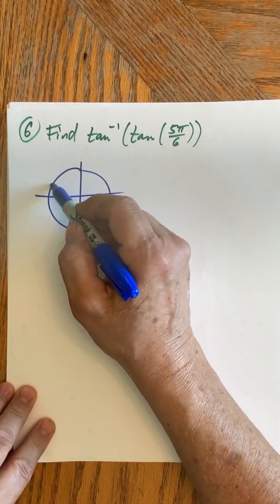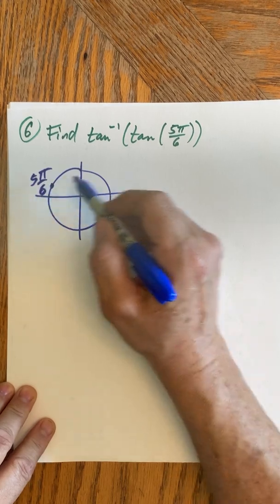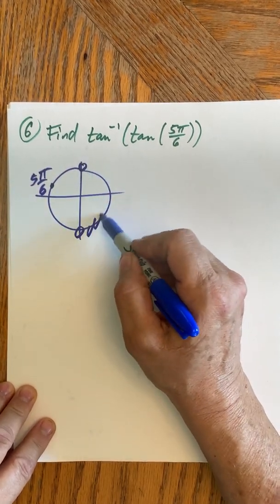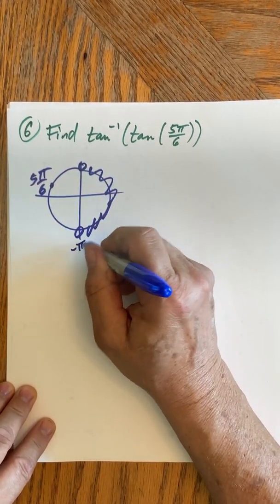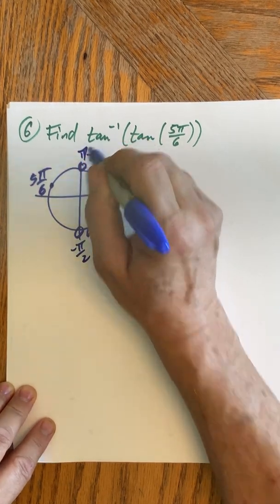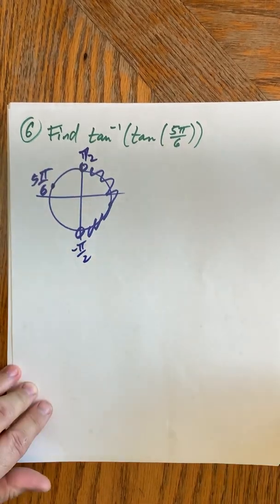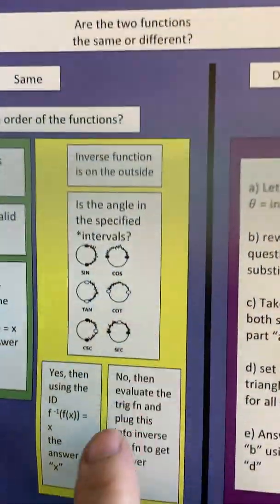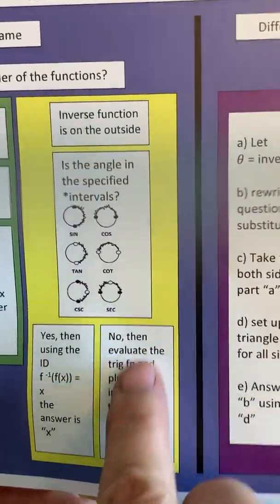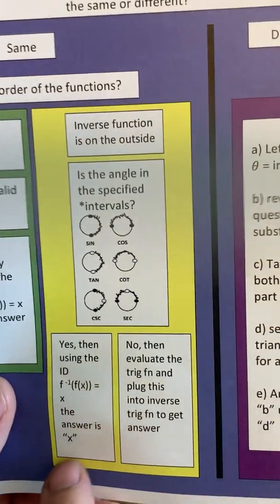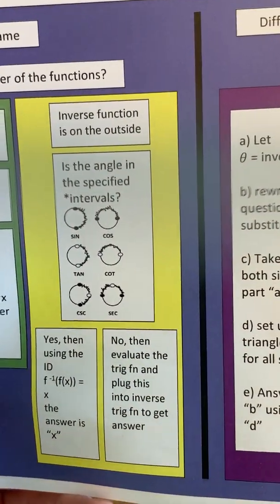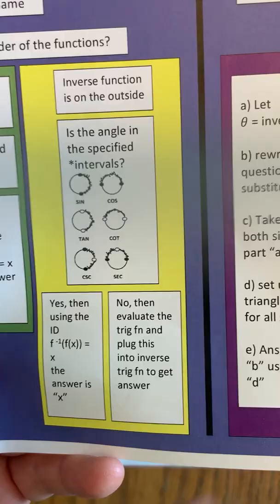Well, 5 pi over 6 is over here, and I'm supposed to be somewhere in here. So I'm not in the interval, right? I'm not in the interval. So I can't just use the identity. Because I'm not in the interval, I have to evaluate the trig function. Because if I had been in the interval, I could just use the identity and the answer would be x. But I have to evaluate the trig function first and then plug it into the inverse and get that.